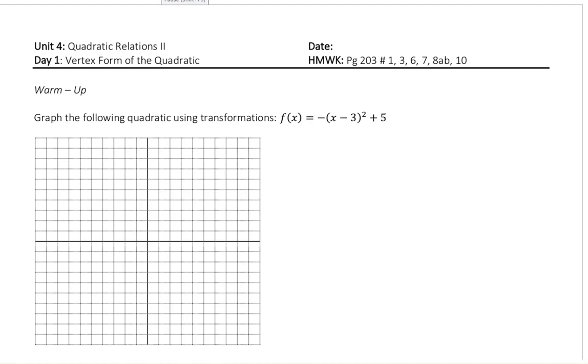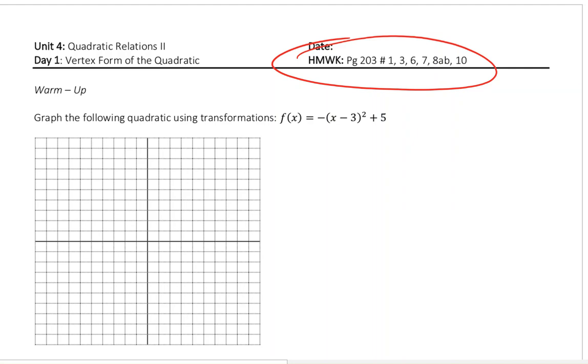Hello everybody. So today we are starting our new unit. It is Unit 4, our Quadratic Relations Part 2. And Day 1 is Vertex Form of the Quadratic, which most of you should be used to from your grade 10 material. Here are your homework pages that you are responsible for, right here at the top. And you can find the textbook under Resources Content if you need to.